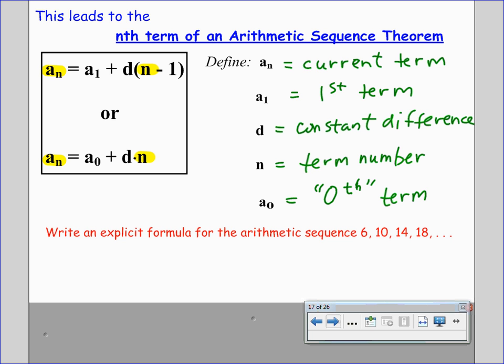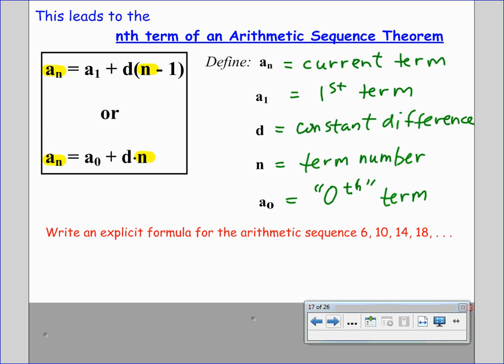So while our sequences start with term 1, when n equals 1 for the first term, our preferred definition on the bottom, a sub n equals a sub 0 plus d times n, we'd have to count back to a 0th term, a ghost term, to get that start value, the y-intercept that we're used to, and I think that's the easiest way.